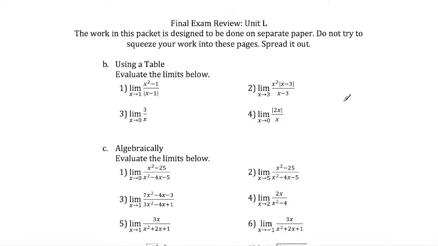Here we want to evaluate these using a table. I'm not going to ask you explicitly on the final exam to use a table, but you're more than welcome to do so. If I just look at these, x squared minus 1, that's sort of a parabola, but then we are dividing by an absolute value here. And because we're dividing by an absolute value, that means that the denominator is always going to be positive.